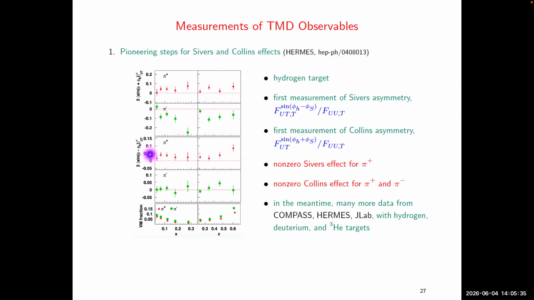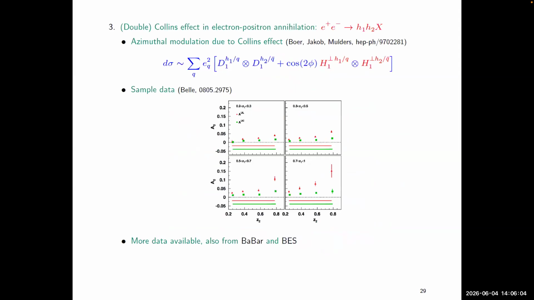What they find for production of pi plus is a clearly non-zero result, about 5% or maybe up to 10% here. Pi minus Sivers effect is compatible with 0. Collins effect, pi plus, pi minus, both are non-zero. And needless to say, in the meantime, we have many more data, not only from HERMES, but also COMPASS, Jefferson Lab, not only for a proton target or hydrogen, but also deuterium, helium-3 in order to access the neutron. Let me skip over that and give just one other example.